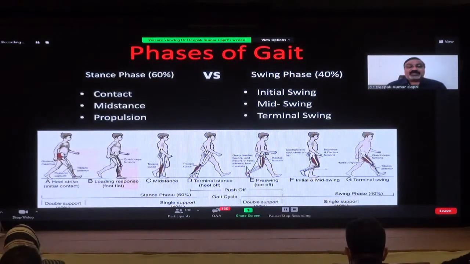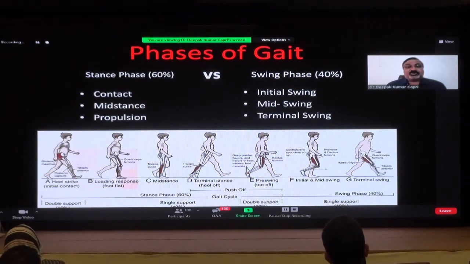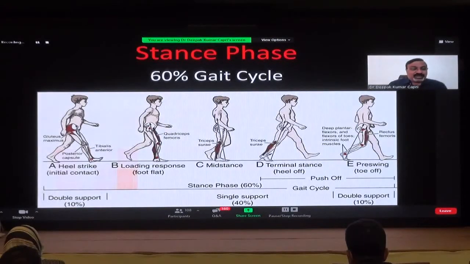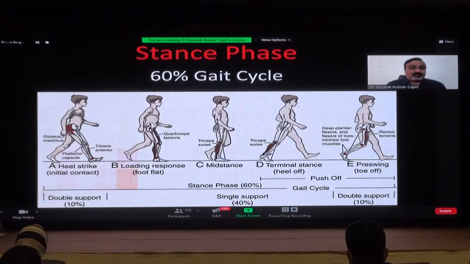Now why will the spine be affected? Because of the bad foot, the over-pronated foot or over-supinated foot. As we all know, in the gait we have the stance phase as well as the swing phase, which is 60 versus 40. I'm not going to teach you this gait. You all know gait very well, but I'm going to teach you the clinical implication of the over-pronated foot with the help of gait. So when we do the heel strike, the foot has to be supinated.